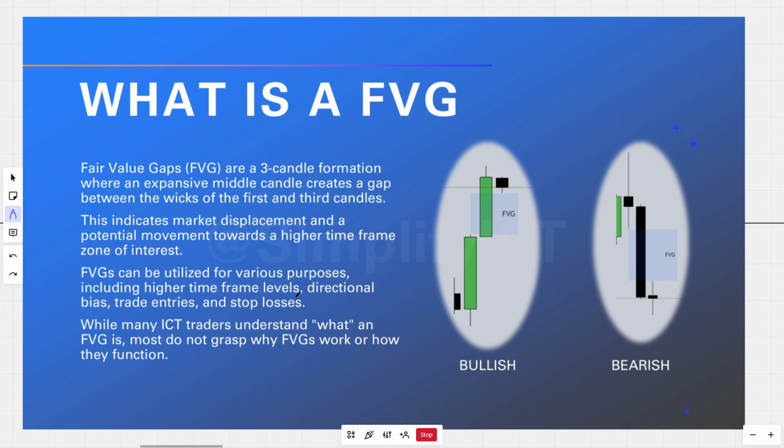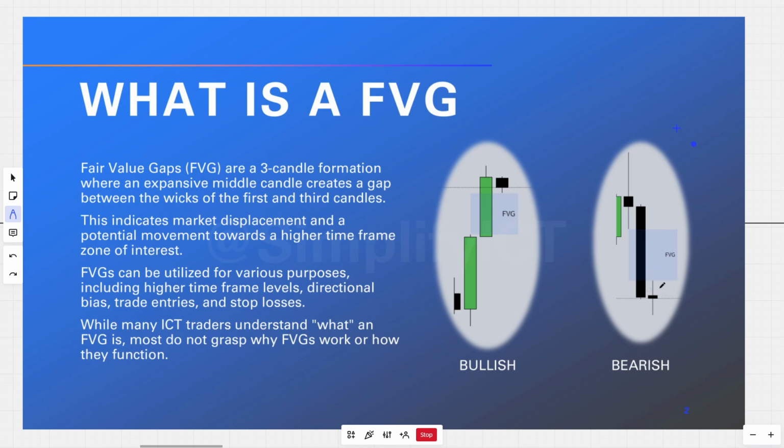And what do I mean by using fair value gaps for trade entries and stop losses? Well, you can use these to enter off. So let's say price retraces back into this area, we could enter at the top of the fair value gap, place our stop loss below the fair value gap, and then expect price to push much higher after reversing into this fair value gap area right here.